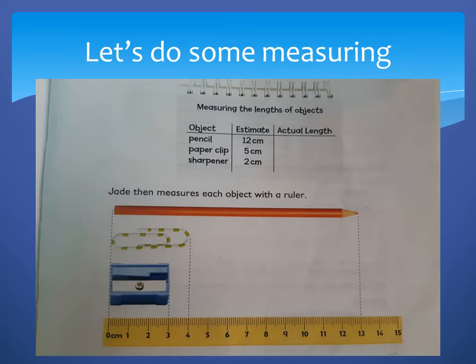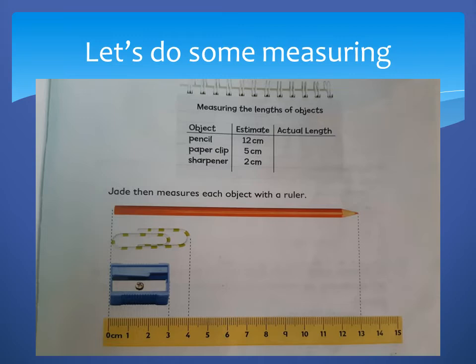I really underestimated. I gave an estimate of 6 centimeters for the pencil, 1.5 centimeters for the paper clip, and 1 centimeter for the sharpener. I really underestimated. So what about you? Did you overestimate or underestimate?